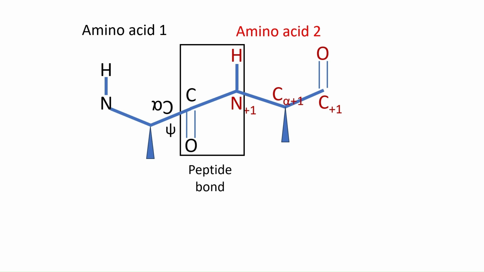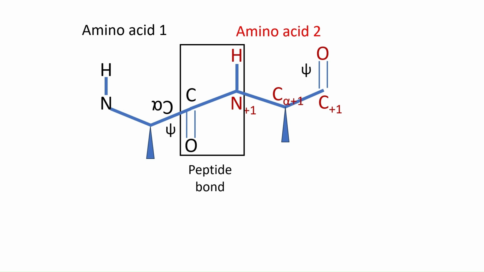Now, there is another psi bond in this image. Can you guess where it is? I'll give you a second. So, the bond is between C alpha and carboxylic carbon. So, here is the second bond on which the psi torsion angle is applied.